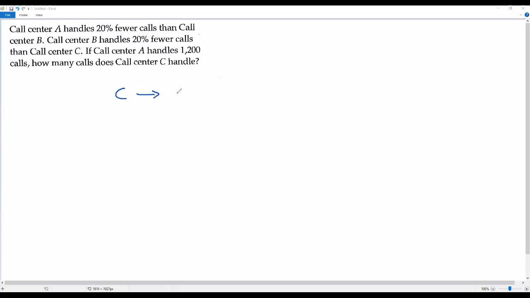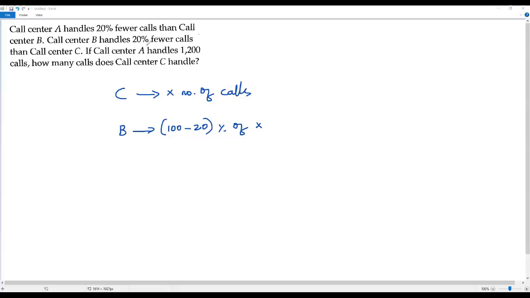Okay, I assume that call center C handles X number of calls. If call center C handles X number of calls, how many calls will be handled by B? The question says call center B handles 20% fewer calls than call center C. So 20% fewer is 100 minus 20 percent of the number of calls handled by call center C, which is X. We have to find the value of X because that is the target of the question.